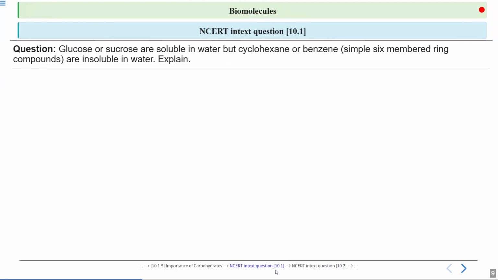Now let us solve the NCERT in-text question 10.1. What is the question asking? Glucose or sucrose are soluble in water, but cyclohexane or benzene, which are simple six-membered ring compounds, are insoluble in water. So you have to give the reason. Can you guess what is the reason for this?